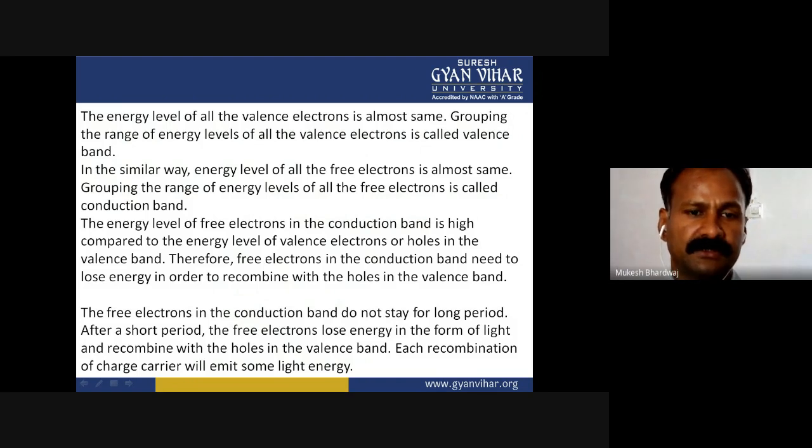Therefore, free electrons in the conduction band need to lose energy in order to recombine with the holes in the valence band. The free electrons in the conduction band do not stay for a long period. After a short period, the free electrons lose energy in the form of light and recombine with the holes in the valence band. Each recombination of charge carriers will emit some light energy.